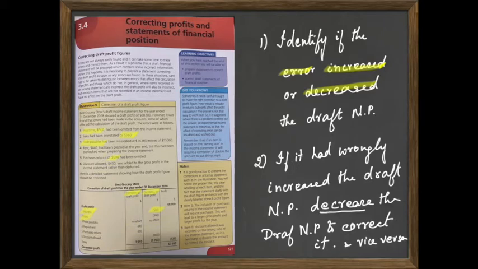Then rent 440 had been prepaid at the year end. But this had been overlooked when preparing the income statement. This actually belongs to chapter 4, wherein you'll be studying about accruals and prepayment. For the moment, what I want you to understand is, when you're looking at an expense, and if this expense has been prepaid, or this expense has not been paid, if it is not paid, you have an accrual. If it is prepaid, you're having a prepaid expense.